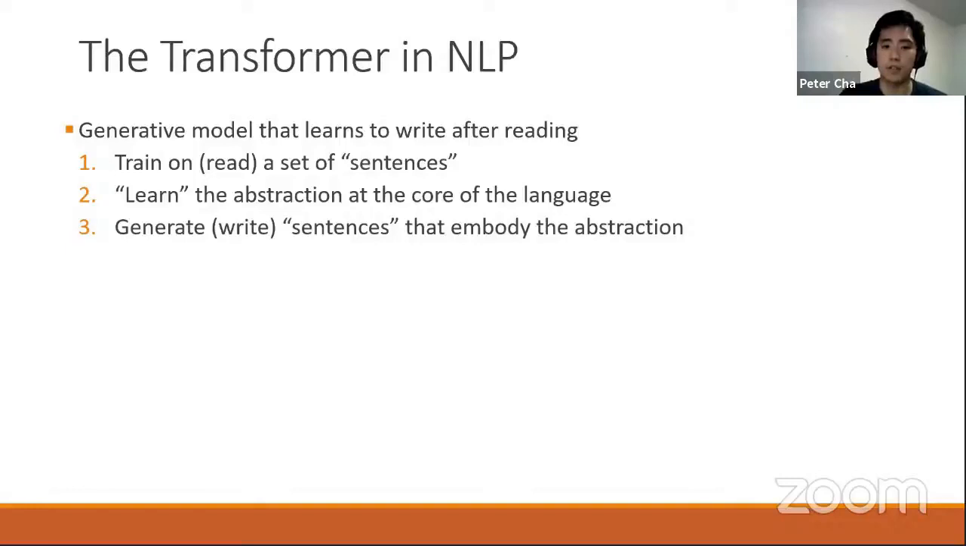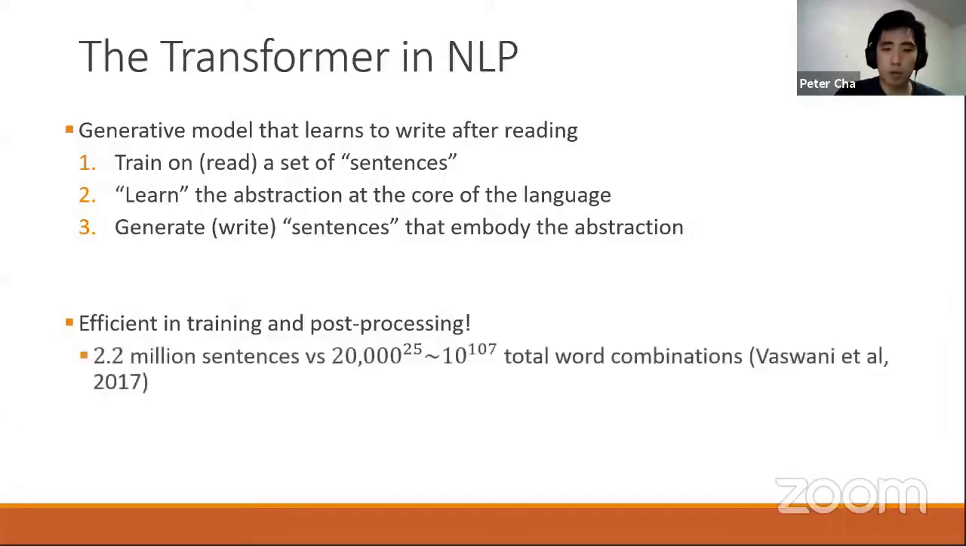And so the transformer has been shown to be highly efficient in training and post-processing. In the original work where it was proposed, Vaswani et al. in 2017, the transformer was able to learn the English language based on a sample size of 2.2 million sentences, which sounds like a lot, but can be contrasted to the total number of word combinations available in the English language, which might come out to about 10 to the 107. So certainly a greatly reduced sample size.